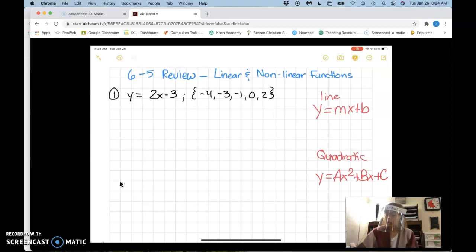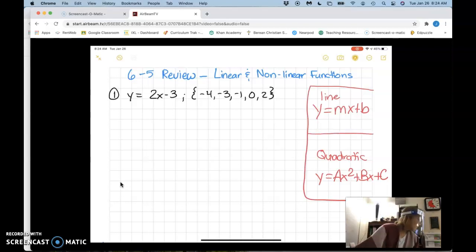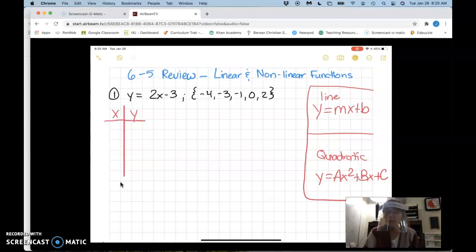Okay, but the first section is telling us: graph each function for the given domain. So they gave us the domain. The domain is which values, x or y? X. The domain are the x values. So they gave me all the x's. I have to plug it in and find out what the y's are so I can actually graph this line. So I'm going to put the values they gave me. I like working in this table. I think it's easier. And then I'm just going to start plugging in and solving for y.